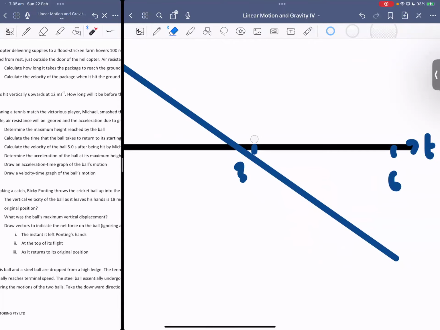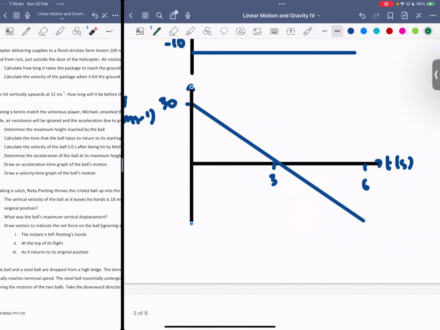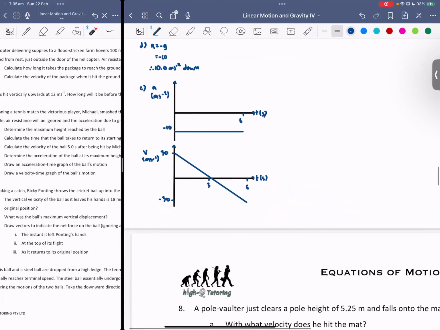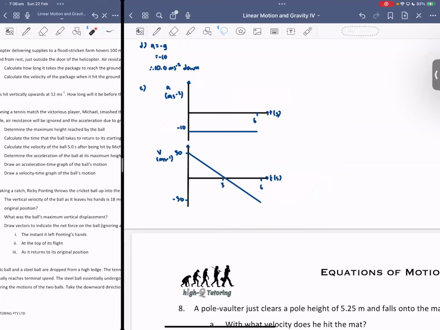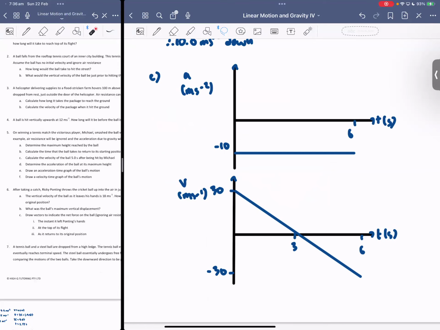All right, that's how it works. So it took 3 seconds to get to the top, and then another 3 seconds to get back down. And at that second point, it was obviously going at negative 30 meters per second. That is a graph of its velocity versus time. Anyone got any questions about that? That's a nice, likely question to come up, graphing velocity versus time and acceleration versus time. That's it. All right. Cool.